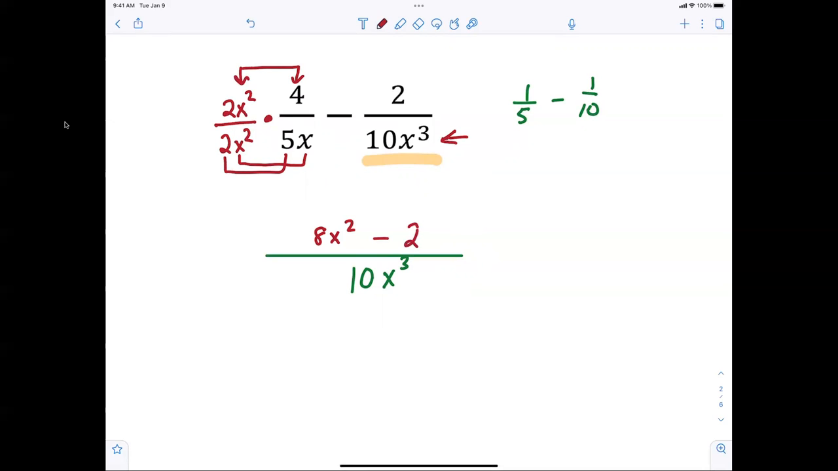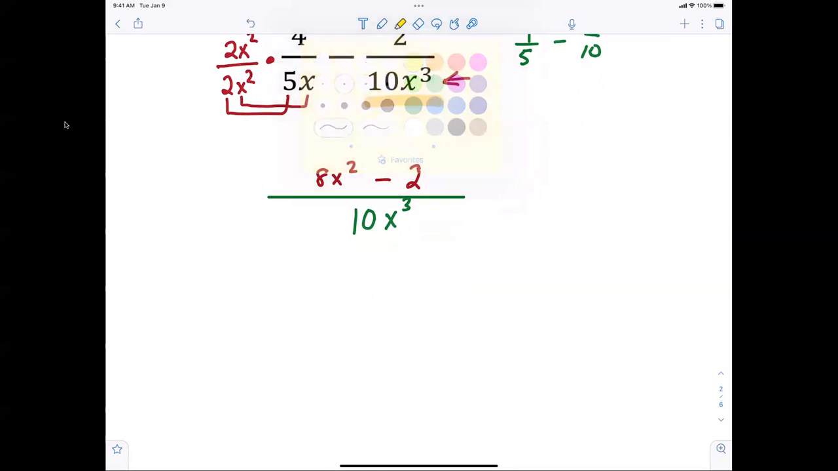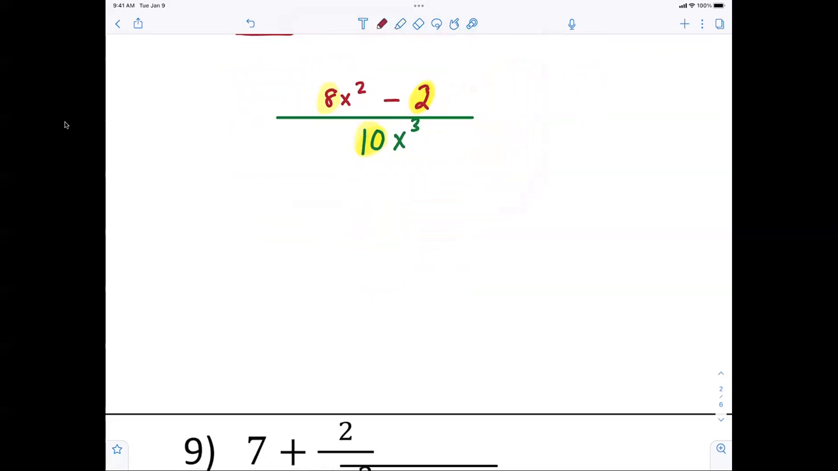Minus 2. All right, which brings me to anytime you're looking at fractions, you always want to check to see if you can reduce. Yes, you can. By what? She's right, by 2. The reason why you can divide by 2 is because the 8, the 2, and the 10 are all divisible by what number? 2. So you just divide by 2. So 8 divided by 2 is what? So we get 4x squared. 2 divided by 2 is 1, 10 divided by 2 is 5. That's exactly the right answer.